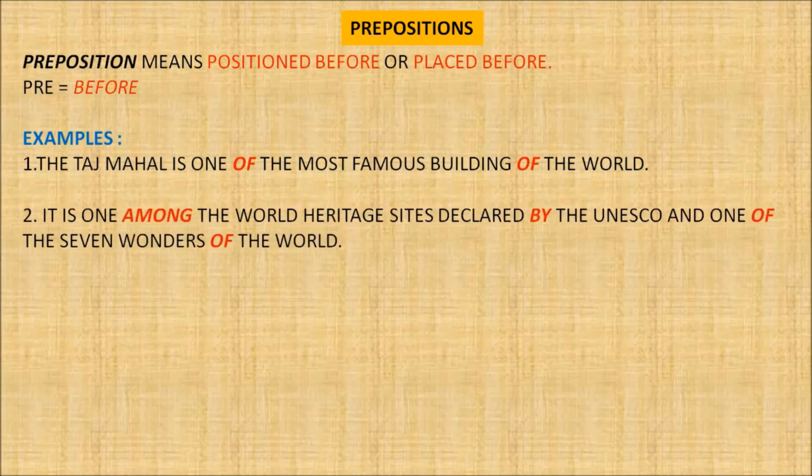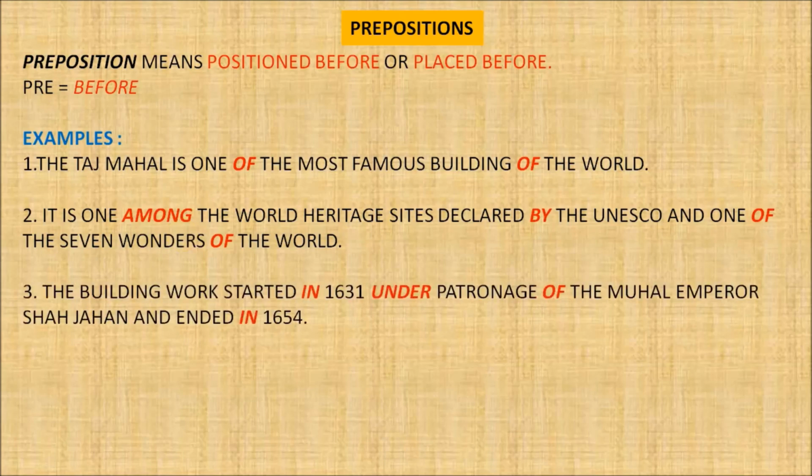Now let's see the second example. It is one among the World Heritage Sites declared by the UNESCO and one of the 7 wonders of the world. In this example, among tells us about the position of the building in relation to other famous buildings of the world. Now let's see another example.